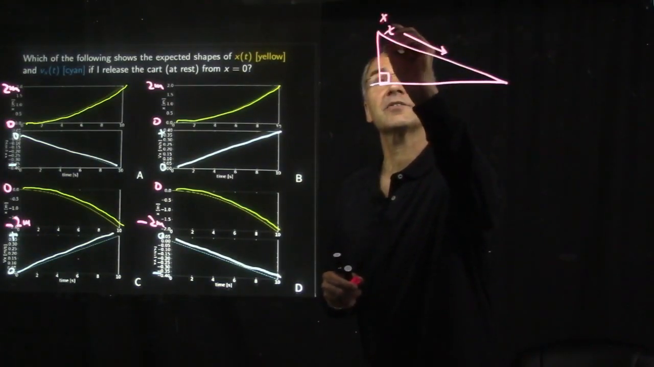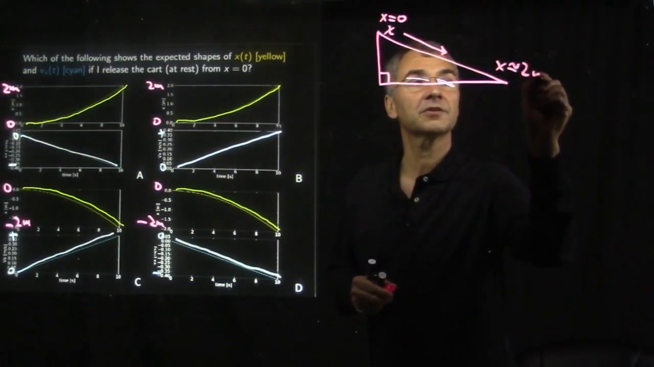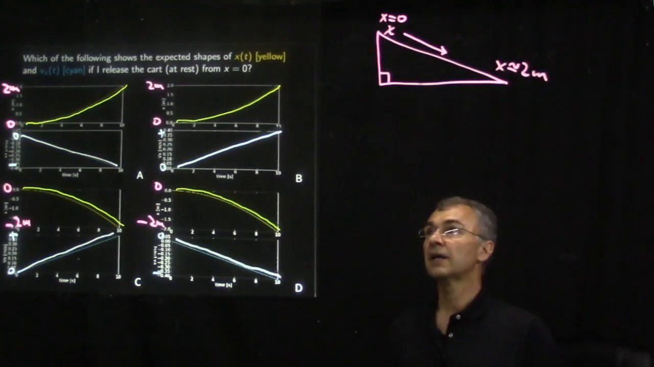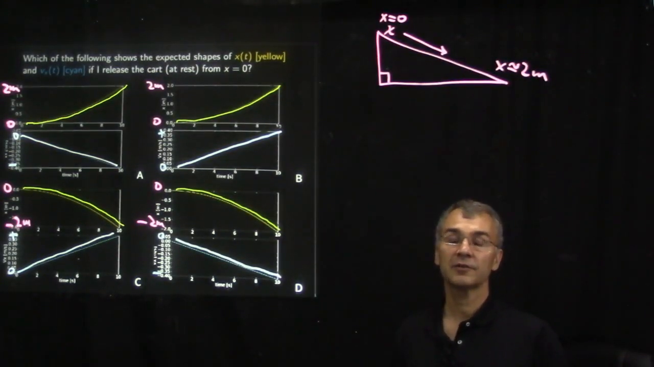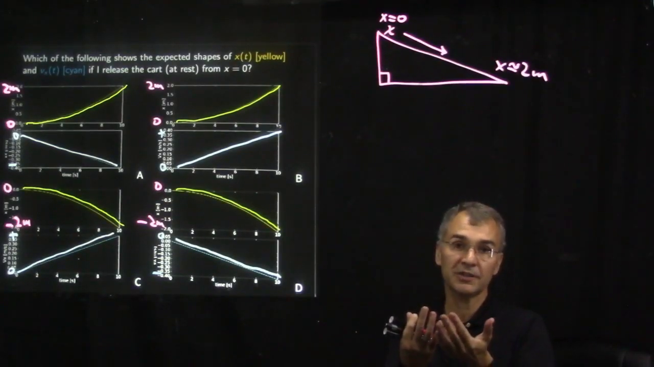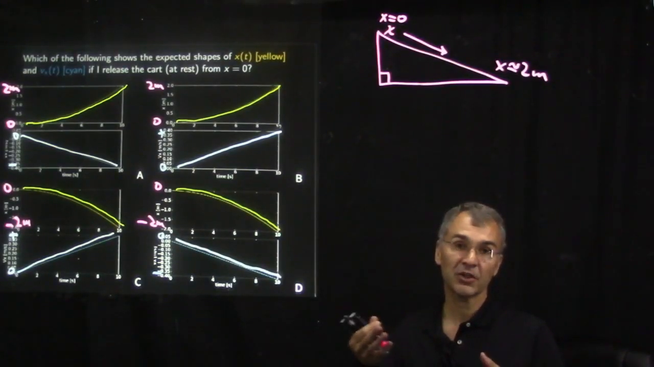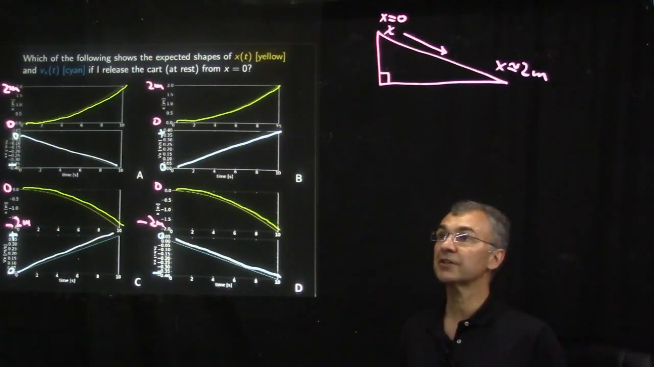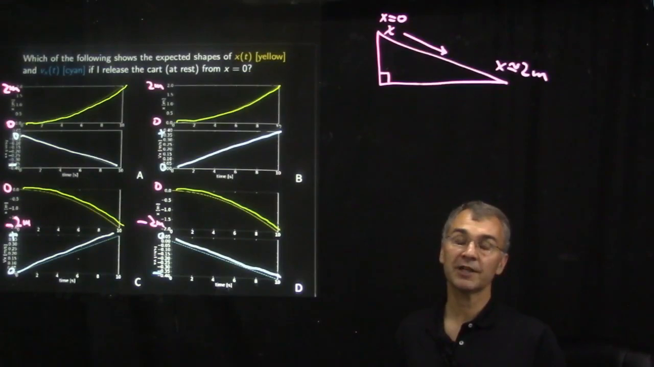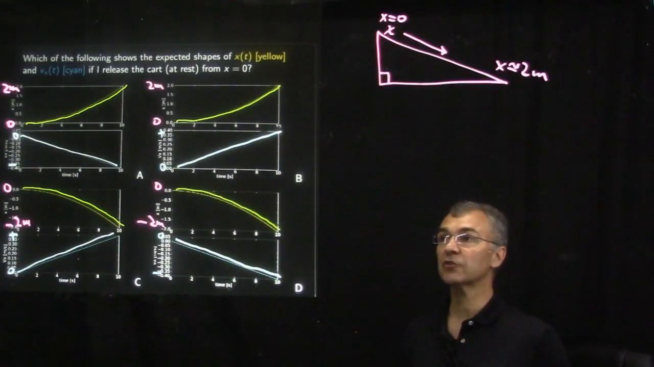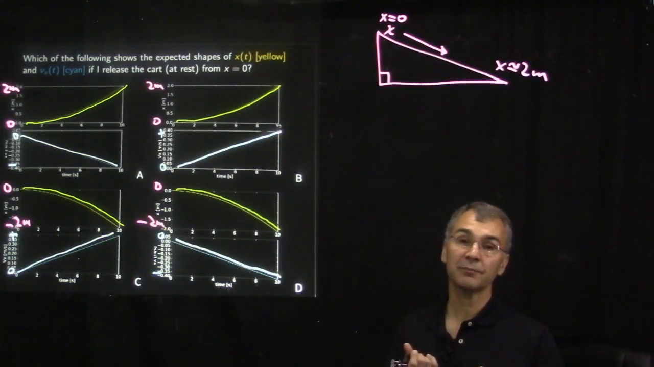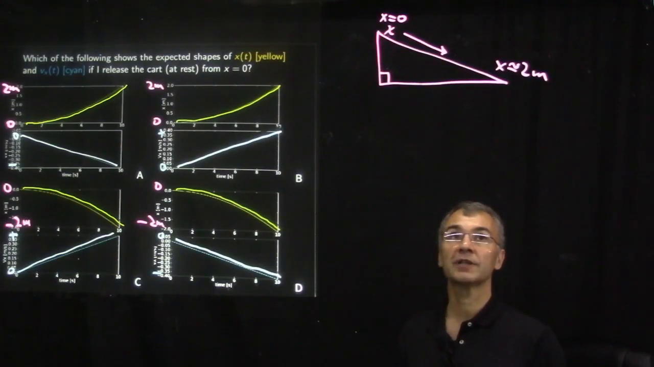So this is x equals 0, and this is x around 2 meters. So if you look at that picture of the cart released from the top, it's released from x equals 0, and it's released at rest. So initially the speed is 0, and then it accelerates downhill. So what do you expect x as a function of time to look like, and what do you expect v sub x as a function of time to look like? So I guess I expect x to start at 0 and then to wind up near x equals 2 meters. Let's see if that's true in all these cases.